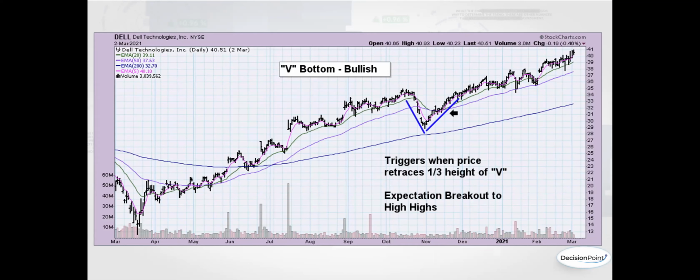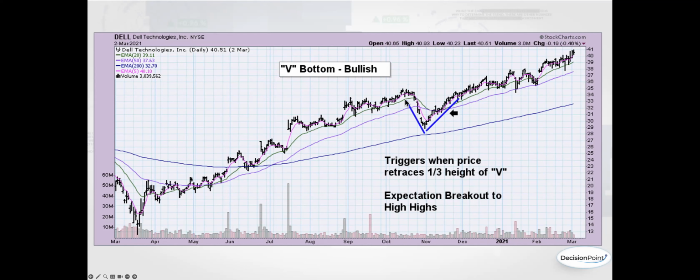The V bottom, I love these. These are awesome. This is when you catch one of those. This is where we had the big decline on this one here for Dell. And then we moved further upward, formed a V, and the expectation is a breakout to higher highs, a breakout past the left side of that V. So the expectation is you're actually going to get this move right up to the upside past this level on the V.